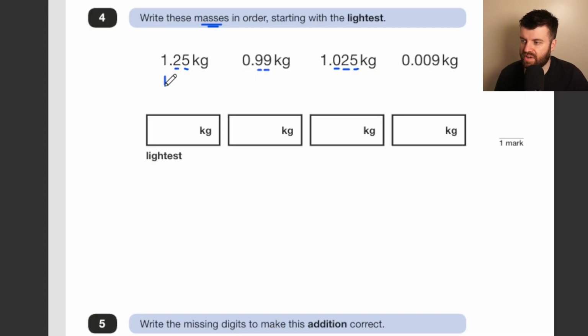So my advice is to just change the first 2 into 3 decimal places by putting a placeholder at the end. By putting a placeholder at the end, we do not change the value, but we do make sure it's easier to then compare. So what's the lightest one here?